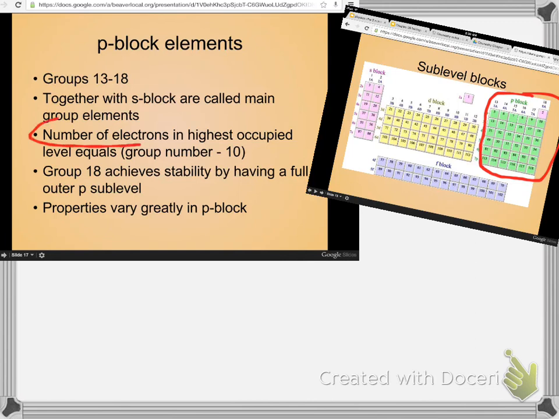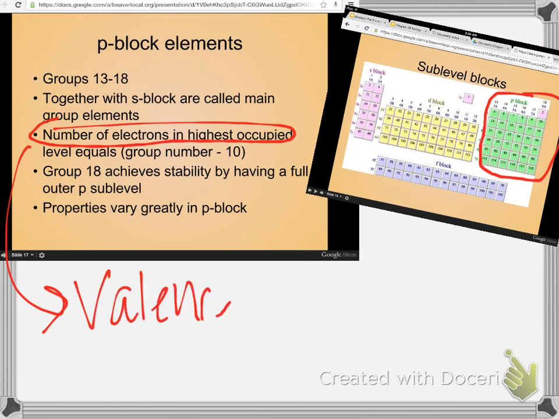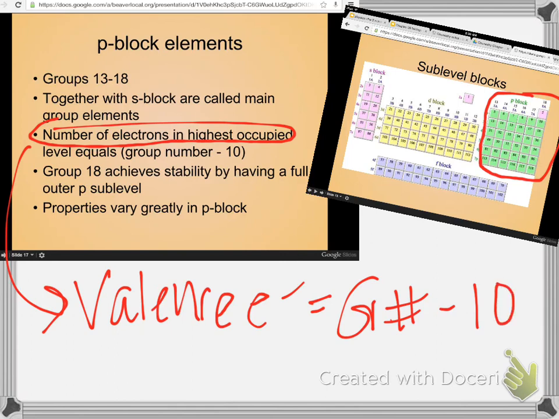And the number of valence electrons on the highest occupied level, otherwise known as valence electrons, is equal to the group number minus 10. Group number minus 10. So if something is in group 17, how many valence electrons has it? 7. If something is in group 14, it has 4.